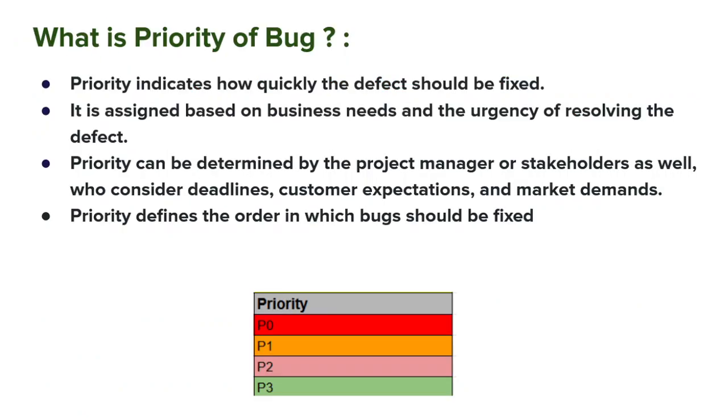Now come to the priority of the bug. What exactly is the priority of the bug? Priority indicates how quickly the defect should be fixed. During test execution, testers can find multiple issues. As a tester, suppose you have found 50 issues, and you have reported all 50 issues to the development team.